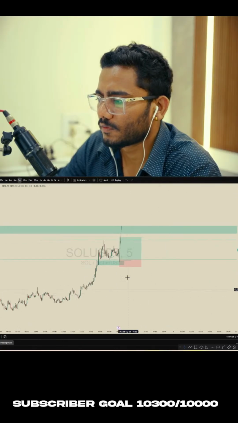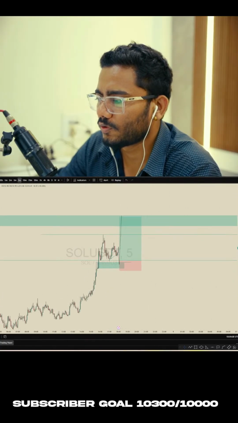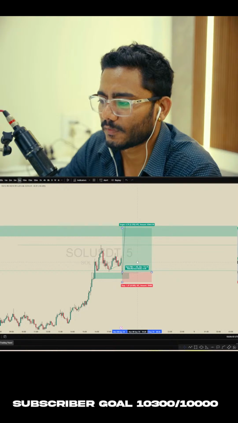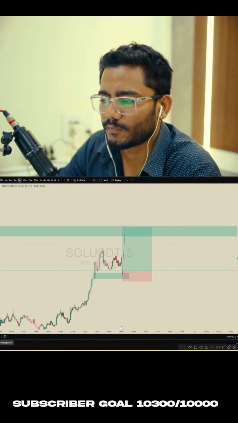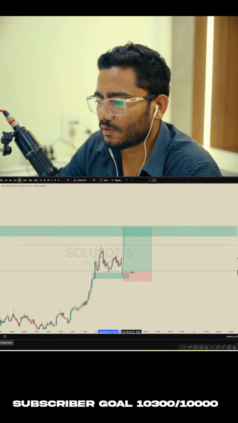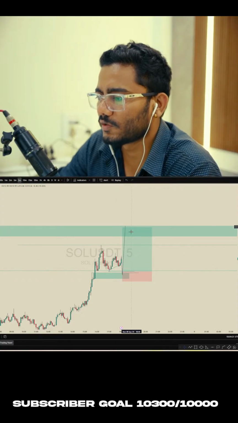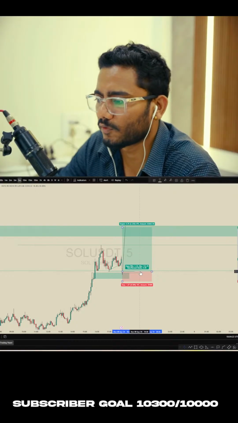Something like this, so around 1 is to 4, 4.5. These lows are equal lows, not exactly equal lows, but there is imbalance left in the structure. So it should fulfill the structure and then it should continue. So you can look for 1 is to 5 from here.